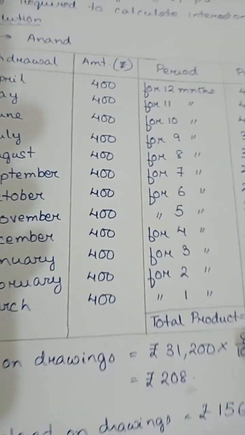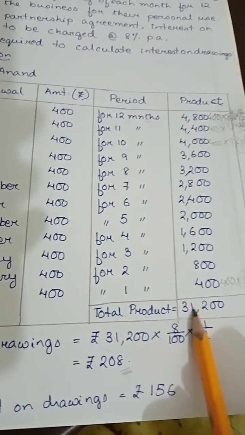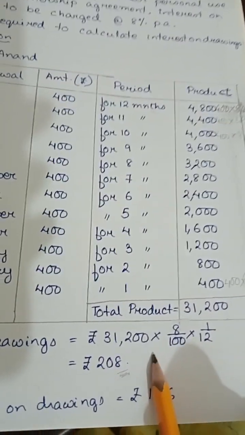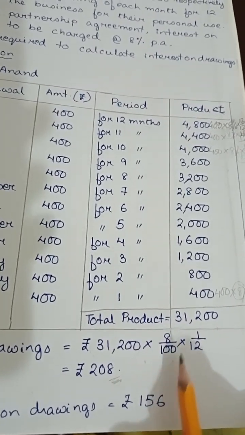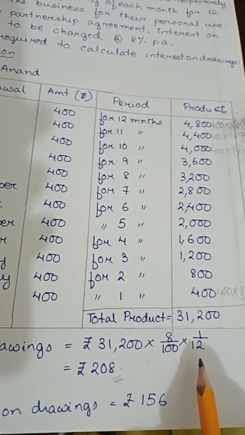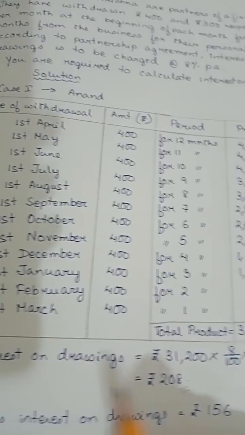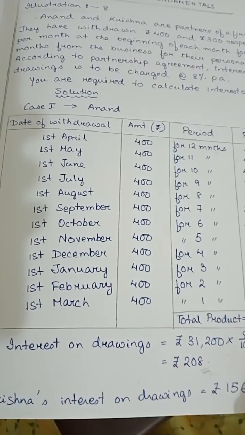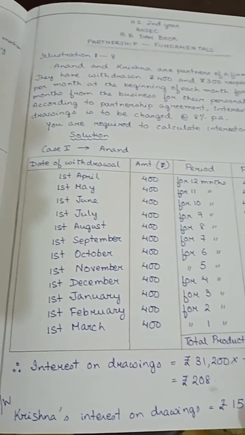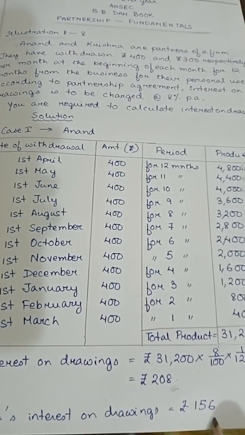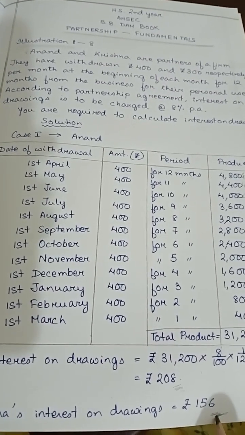So interest on drawings will be 31,200, that is the total product, into 8 by 100, that is the common portion, divided by 12. So the answer is 208 in case of Anand. And Krishna's you are going to find by yourself. The answer will be 156. Interest on drawings will be 156.